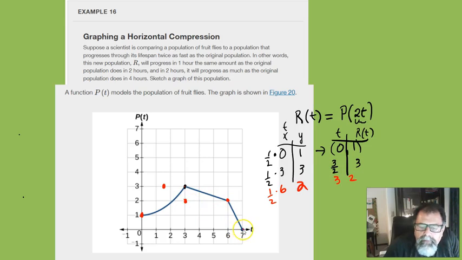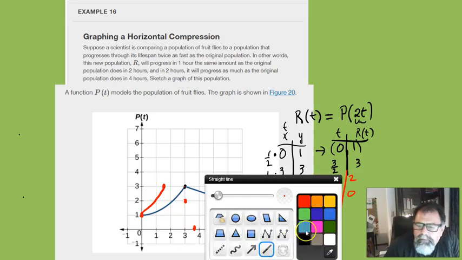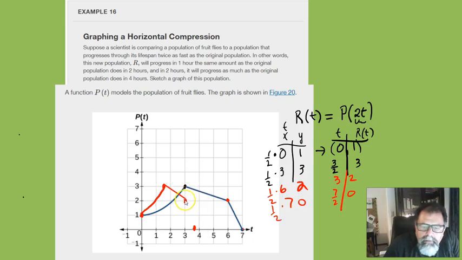And then 7, 0 times 1/2 would be 7/2, 0. So 7/2 is the same as 3.5. We have this curve, and then straight line segments, that, and then that one. So that's our graph. So the red one would be our new graph.